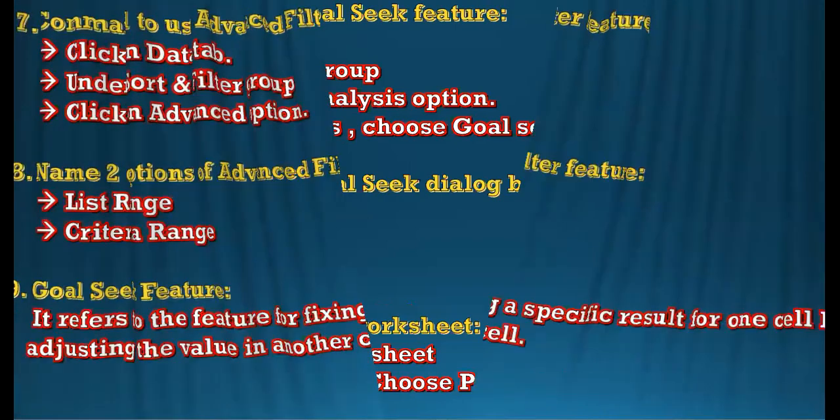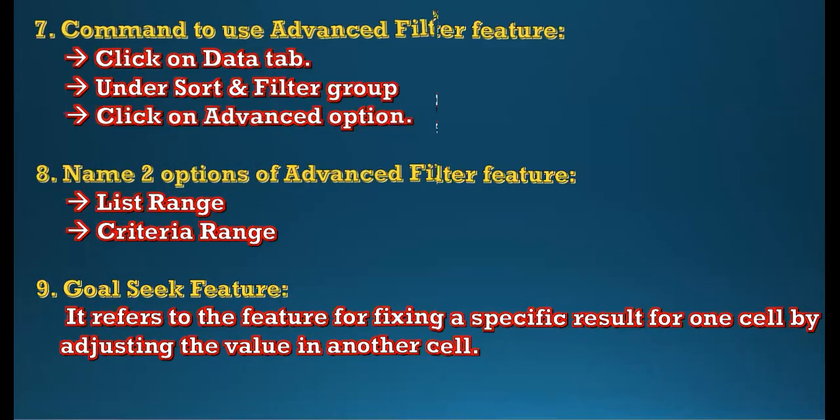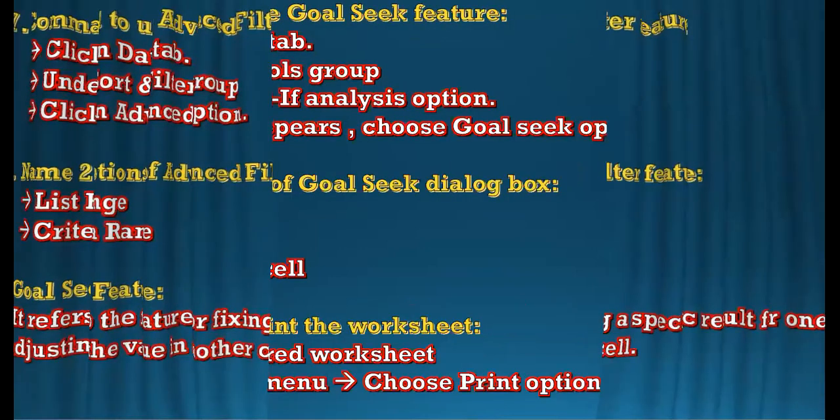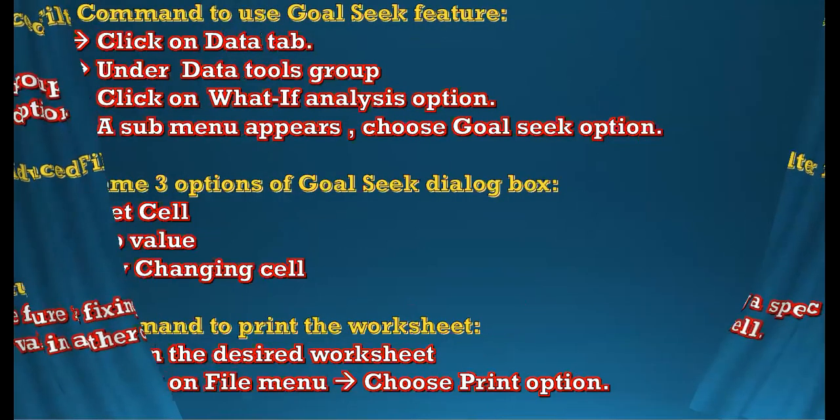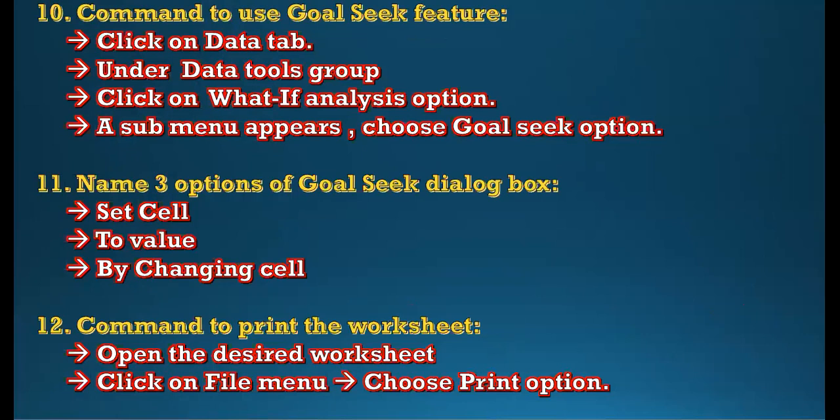So now moving to the other slide, how to enable the goal seek feature. Click on the data tab. Under the data tools group, click on what if analysis option. Under the what if analysis option, choose goal seek option. Name three options of goal seek dialog box: set cell, to value, by changing cell.